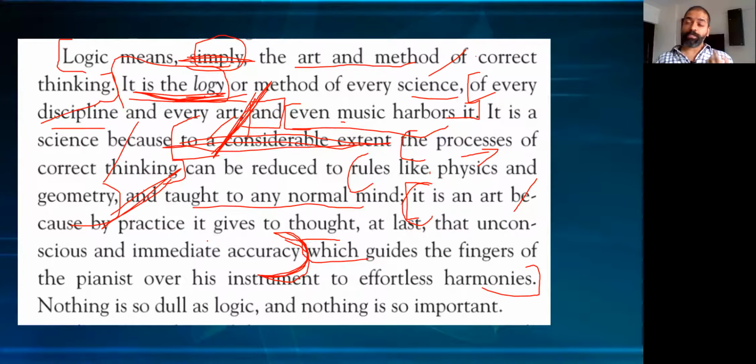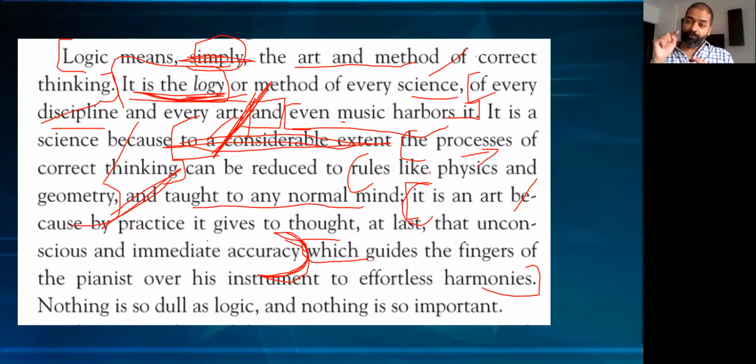It gives to thought. You have to ask a question, what does it give? Because whenever there is give involved, you will always have some agents. Who's giving? What is that person giving? What is a person, to whom is a person giving what? Okay, so it gives to thought that unconscious and immediate accuracy.